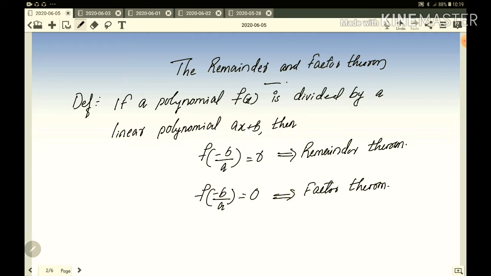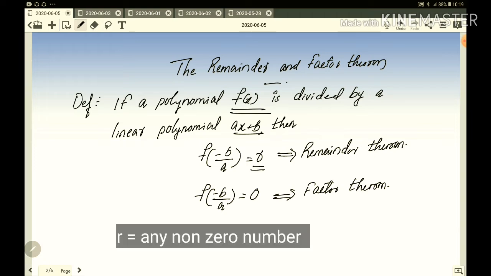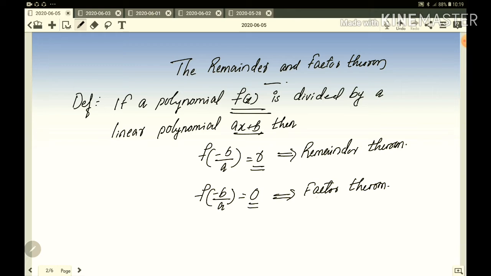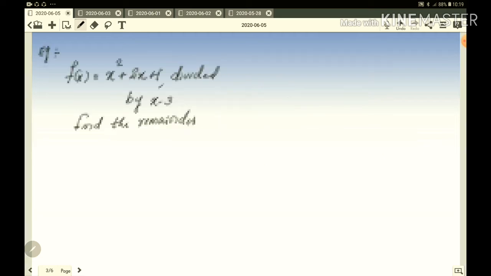From the linear polynomial, if you solve and find the value of x, and substitute that x value in the function that is given, the one you are going to divide, if you get a remainder r, that is the remainder theorem. Or after the substitution, if you get 0, that is the factor theorem. And in the factor theorem, ax plus b is a factor of f of x. Okay, I will explain with an example.